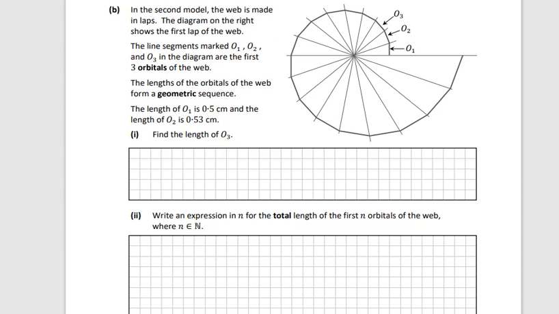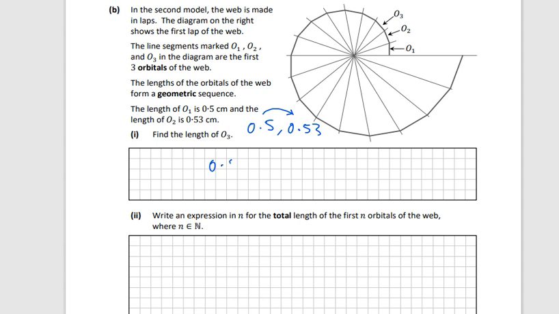And for part B, it goes on to geometric sequences. So the first term in the sequence is 0.5 and the next one is 0.53. With geometric sequences, each term is being multiplied by a number to get to the next one. So 0.5 is multiplied by some number to give you 0.53, and then that's multiplied by the same number to give you the next term, and the same number to get the next term, and so on.